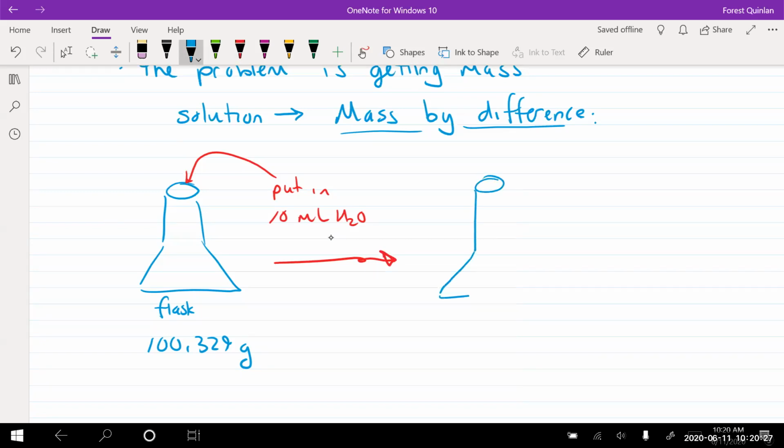Probably should have done this in different colors. I probably should put water in blue, but water is going to be in red right now. All right, so there's my H2O.